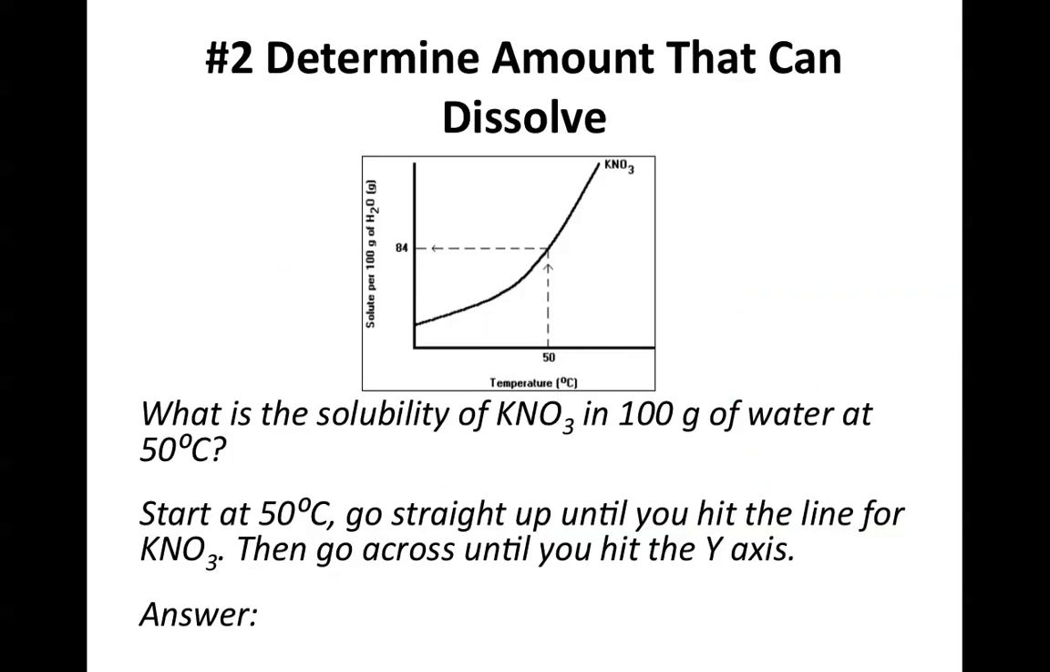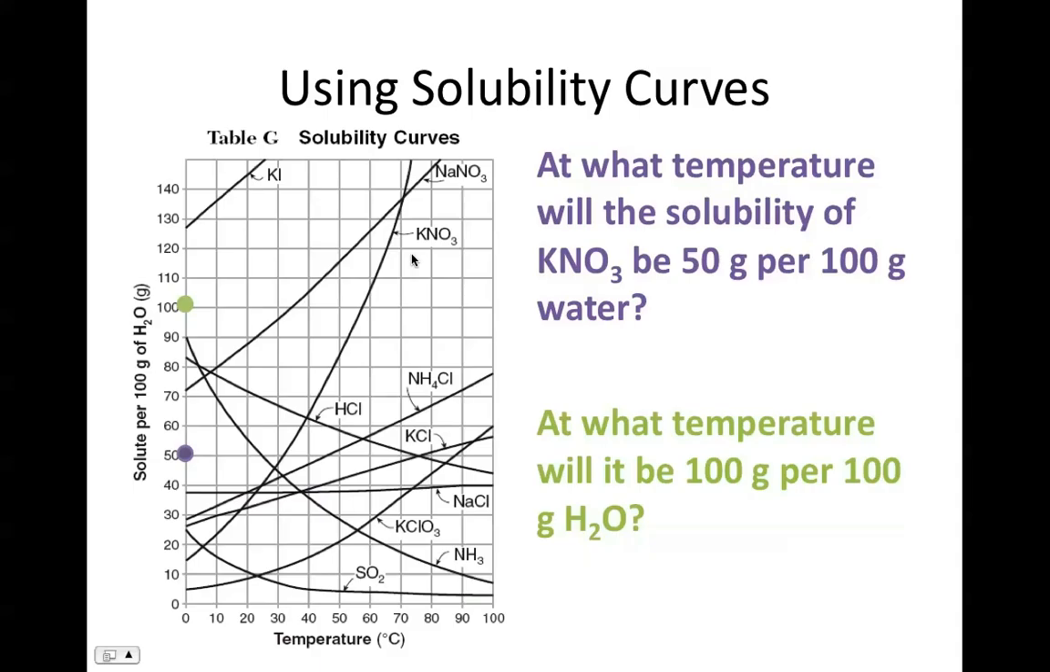All right, determining the amount that can dissolve. So this says, what is the solubility of potassium nitrate at 50 degrees Celsius in 100 grams of water, which is important. So I just kind of simplified this with this chart where if we just go up, we did this earlier, and over, we get about 84, 85 grams in 100 grams of water. These aren't in your notes, but if you can just listen and pay attention to how I'm getting this.